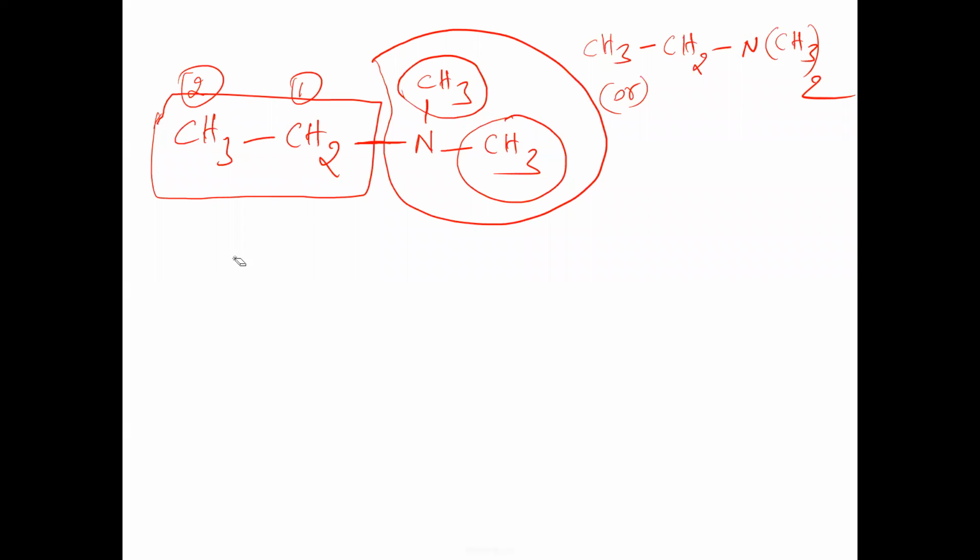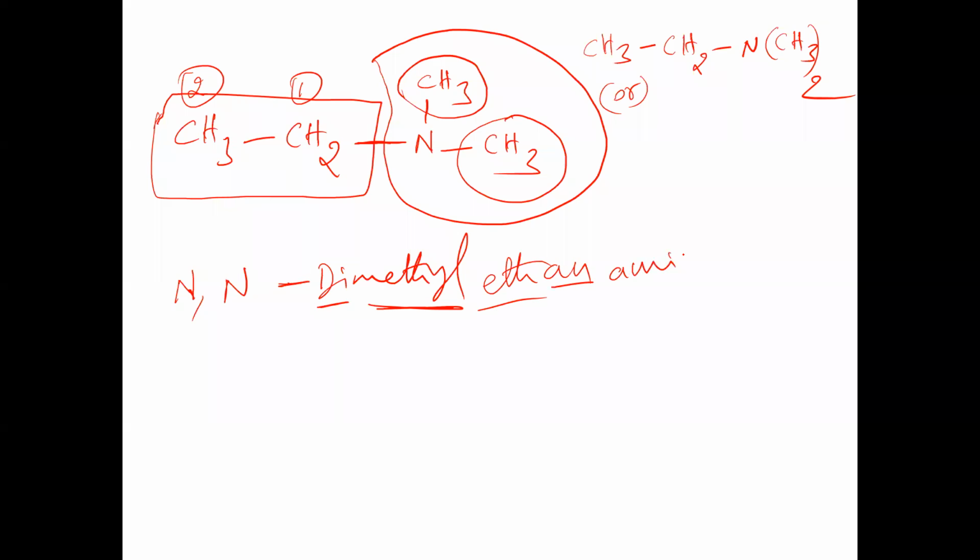Now in this, tell me what is the IUPAC name? N comma N dimethyl. How many methyl groups in total? Two. Two methyl groups on which atoms? Nitrogen atom only. This methyl group is on the nitrogen atom. This methyl group is also positioned on the nitrogen atom. What is the position of this methyl? Nitrogen. The position of this methyl is also nitrogen. So N comma N dimethyl. N comma N dimethyl ethanamine.